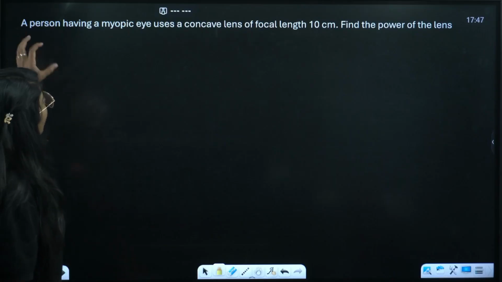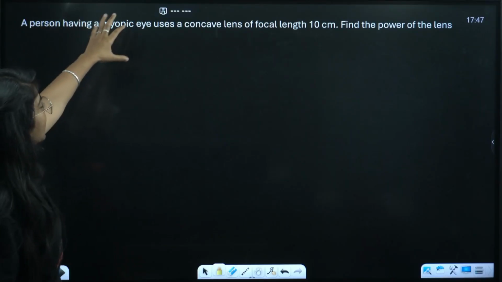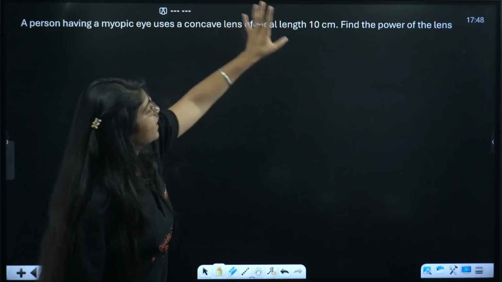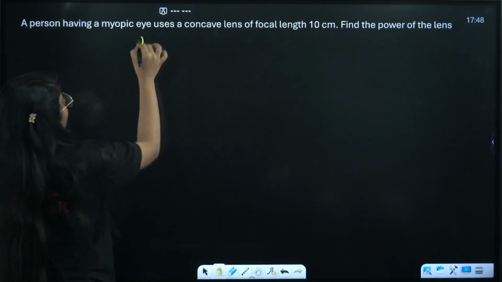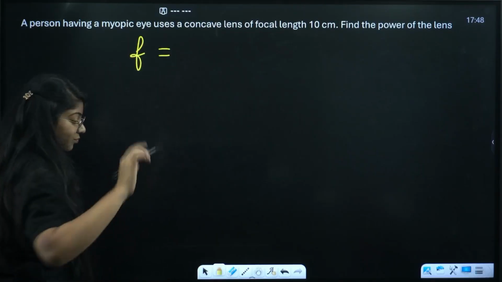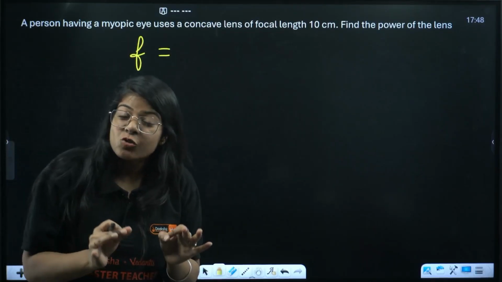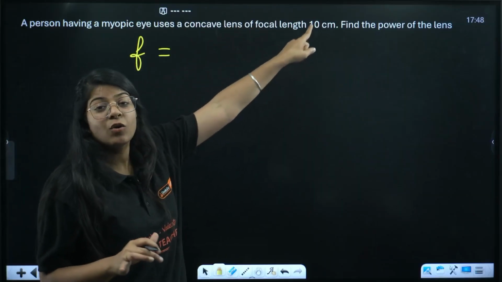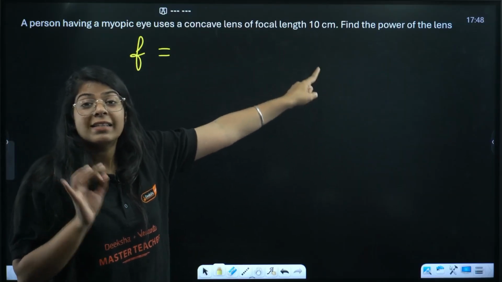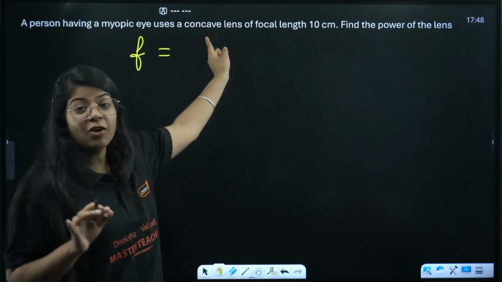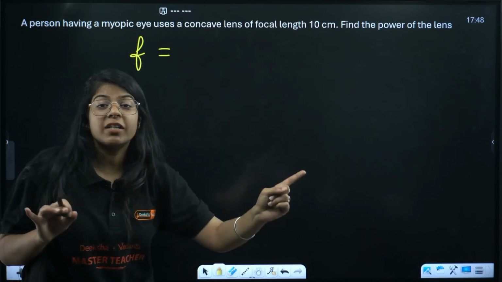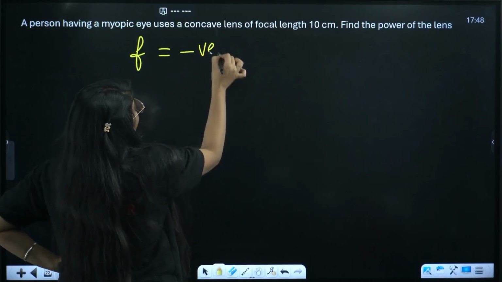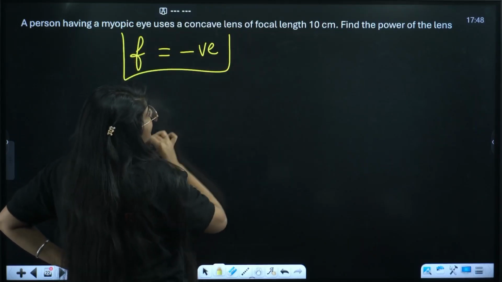Okay, we have one more question. A person having a myopic eye uses a concave lens of focal length 10 centimeter. Oh, this is a very decent question. Now, what is the main trick in this question? Why did CBSE give this question? Because you have to know the sign of the focal length of a concave lens. Is it positive? Is it negative? It is negative. Very good. So the sign of focal length is negative.